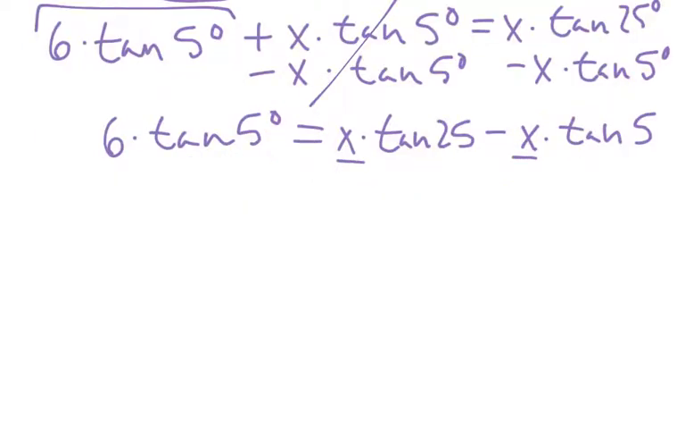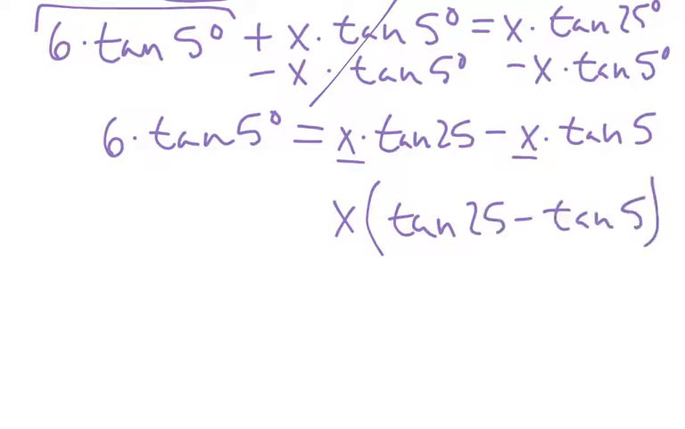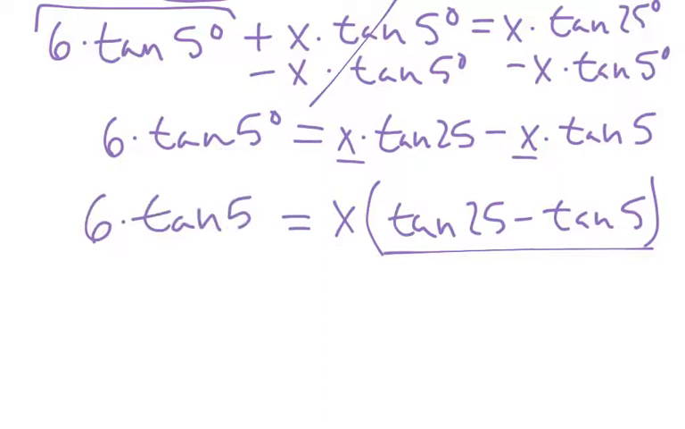Now, we share an X here, so I can take it out, distribute it out, and I'm left with the tangent of 25 minus the tangent of 5, which once again, that's a number, right? Whenever we're dealing with the tangents, sines, cosines, and we have the angle, it's a number. So I'm going to divide by that tangent of 25 minus the tangent of 5.